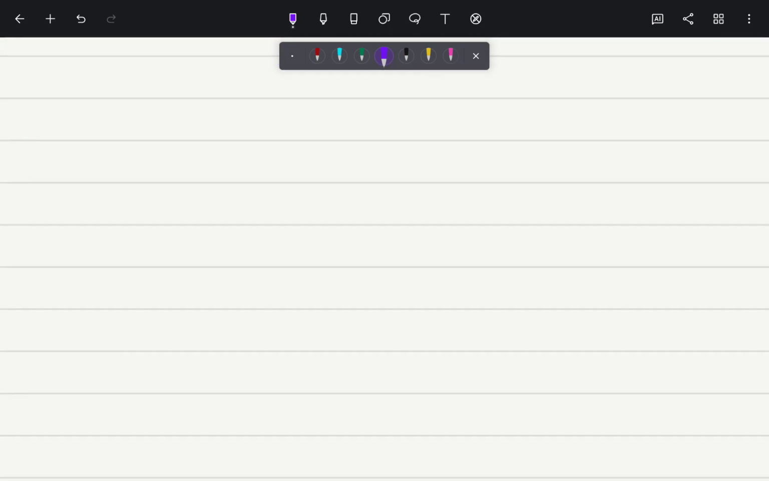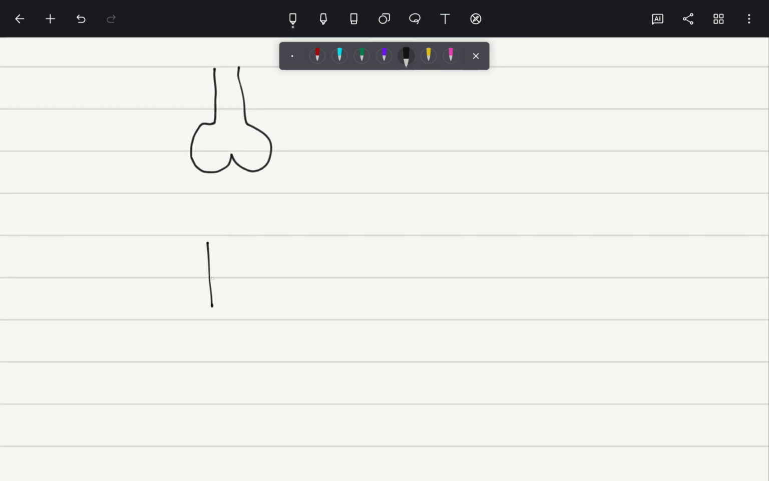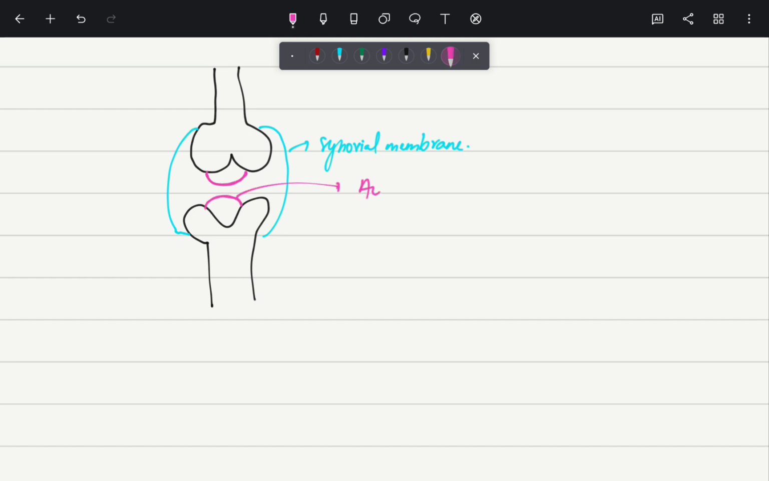Now before going into the topic, I would like to talk about some of the basics here. So suppose this is the bone and here is the other bone, and these two bones are covered by a synovial membrane. This is your synovial membrane. Not only that, there is a cartilage present here which is guarding the bones, and this is your articular cartilage which is made up of hyaline. I hope you are clear with these terms.